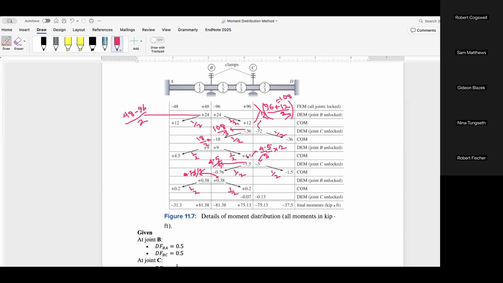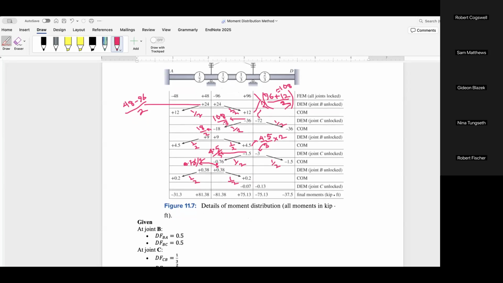Okay, so after carryover 4.5, then again we start doing those things. Here I have 2/3 distribution factor minus 3, 1/3 distribution factor minus 1.5, and then here minus 3 will be carried over minus half. So half will be 1.5, minus this one we just computed a few minutes ago, carry over half. Okay, done.